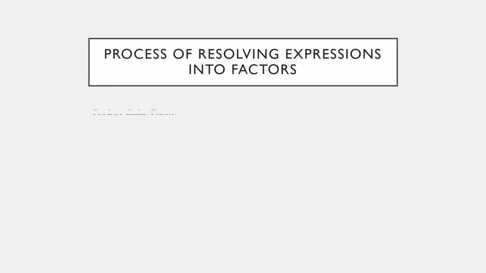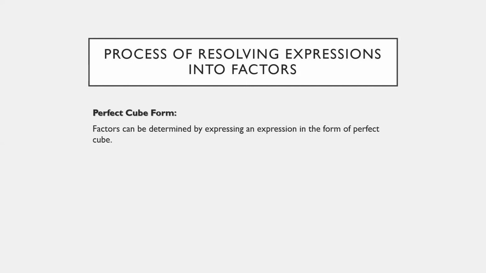The next method, perfect cube method. This is also like the perfect square method. Factors can be determined by expressing an expression in the form of a perfect cube. So we will be given some expression and we have to reshape it into the formula of a plus b whole cube or a minus b whole cube, from where our answer will be something like a plus b whole cube or a minus b whole cube.